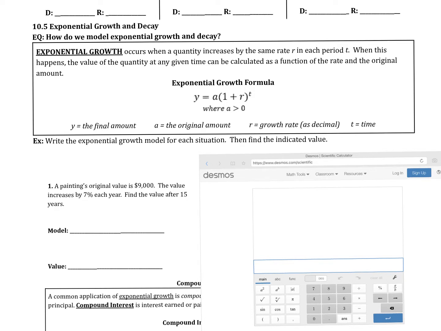So our first formula is just the basic exponential growth formula. Exponential growth occurs when a quantity increases by the same rate, r, over a certain period of time, t. When this happens, we can use the formula in this box. And I'm going to try and color coordinate here for us, that each of our variables, so y is the final amount that we have afterwards, and there's y in our formula, equals a. A is the original amount that we started with, times 1 plus r.